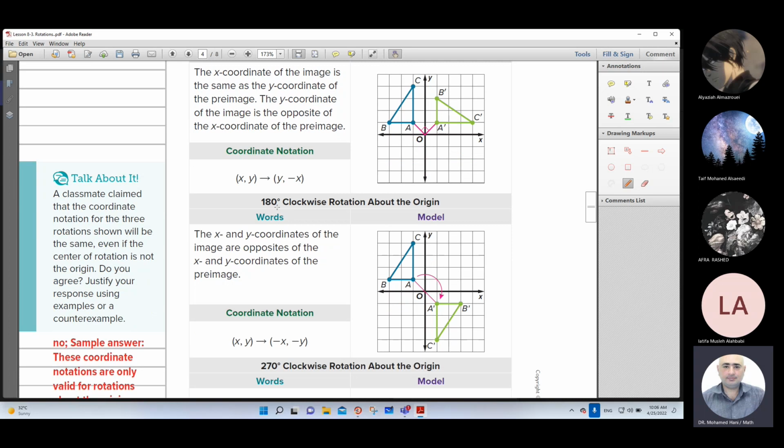And if you have a 180-degree clockwise rotation about the origin, the x and y coordinates of the image are opposites of the x and y coordinates of the pre-image. And when you have 180 clockwise, as you see, x, y will be negative x, negative y.